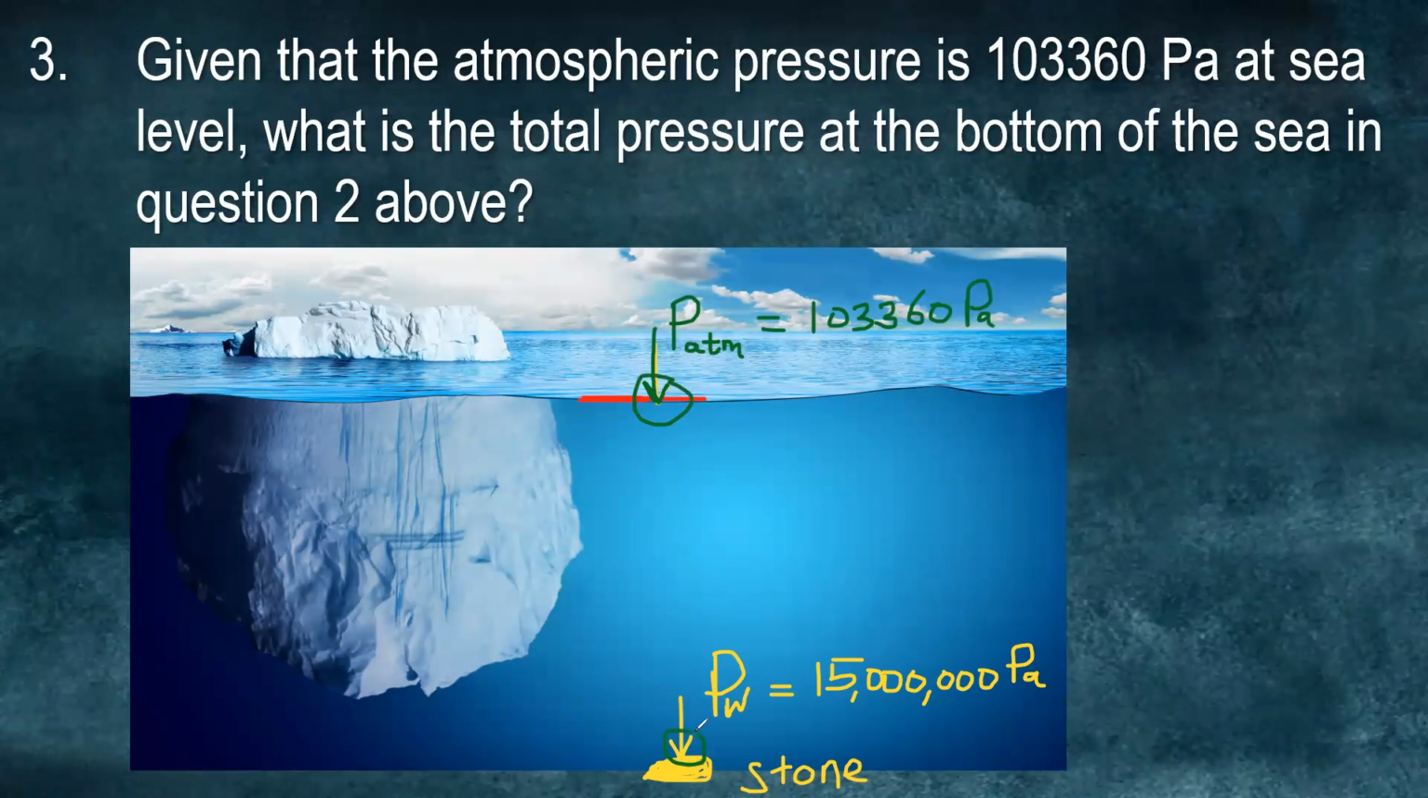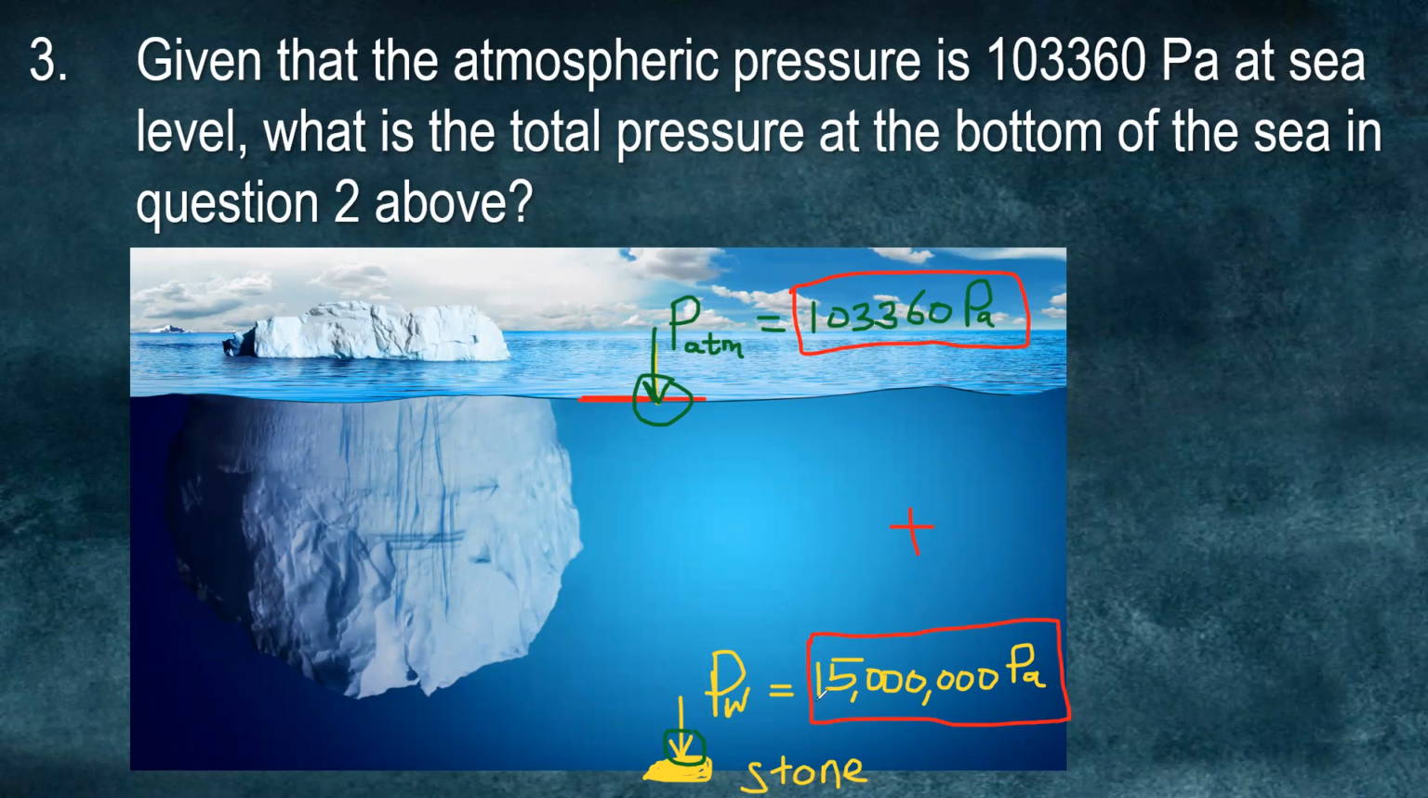Pressure is a scalar quantity because it doesn't have a particular direction in which it acts. But realize that these two are being exerted downwards. So the pressure at the bottom is going to be a sum of the two because they are facing in the same direction. So you have this pressure plus this one here. Those two pressures, when you combine, will give you the pressure at the bottom of the sea, or the total pressure acting on the stone.